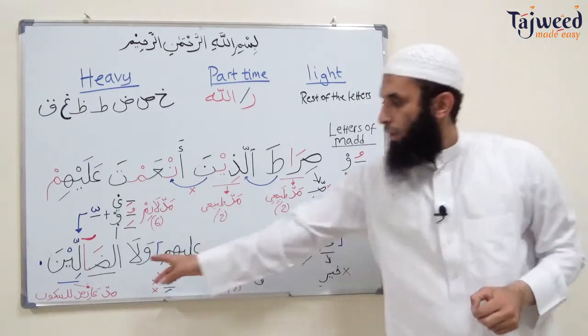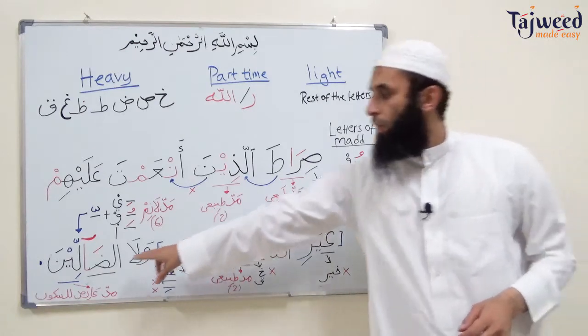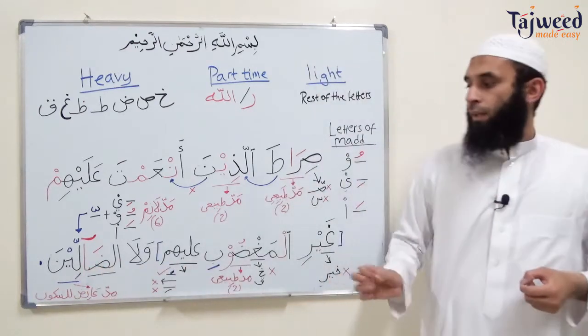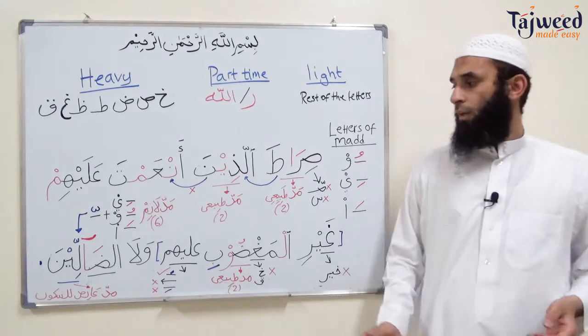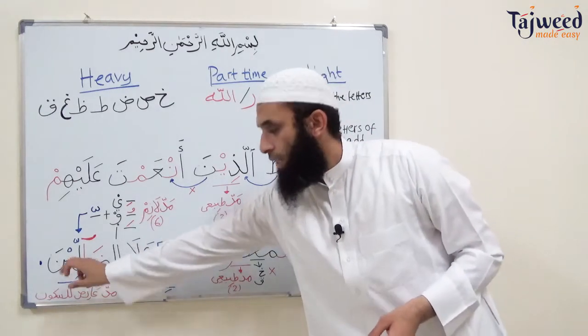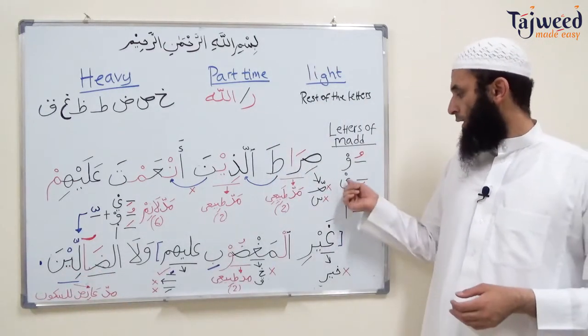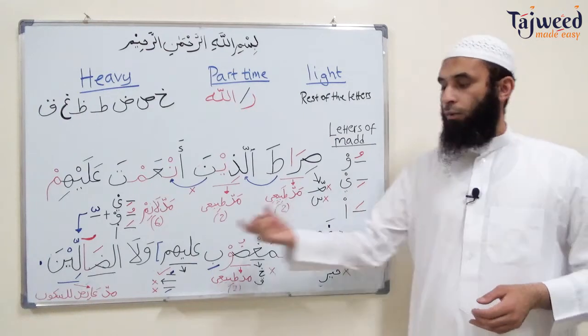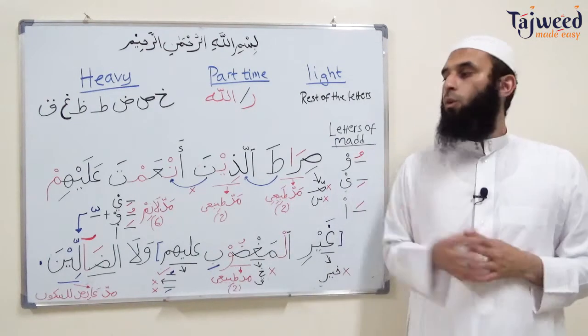So here, in the last part of the word here, الضَّالِّينَ, that mad is عارض للسكون. Why? Because we're stopping on the word. And the second last letter has ya with a sukoon, preceded by a letter with a kasra, and we're stopping. We can do 2, 4, or 6.